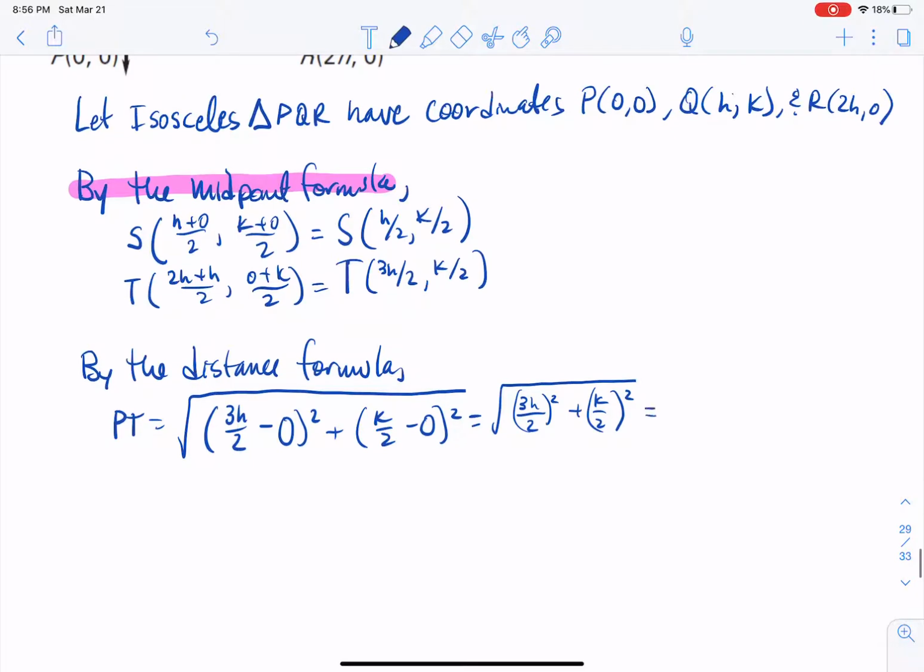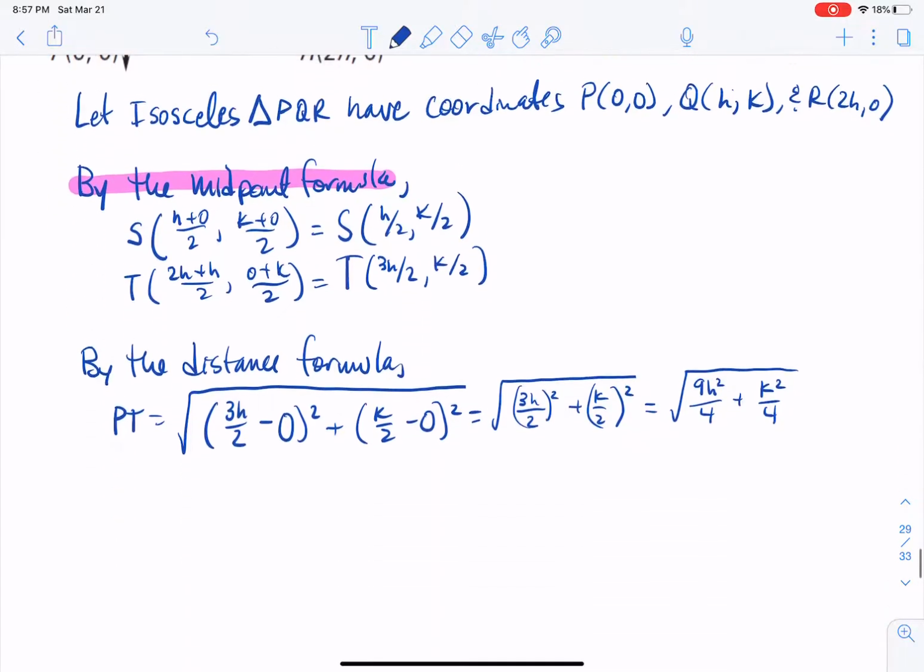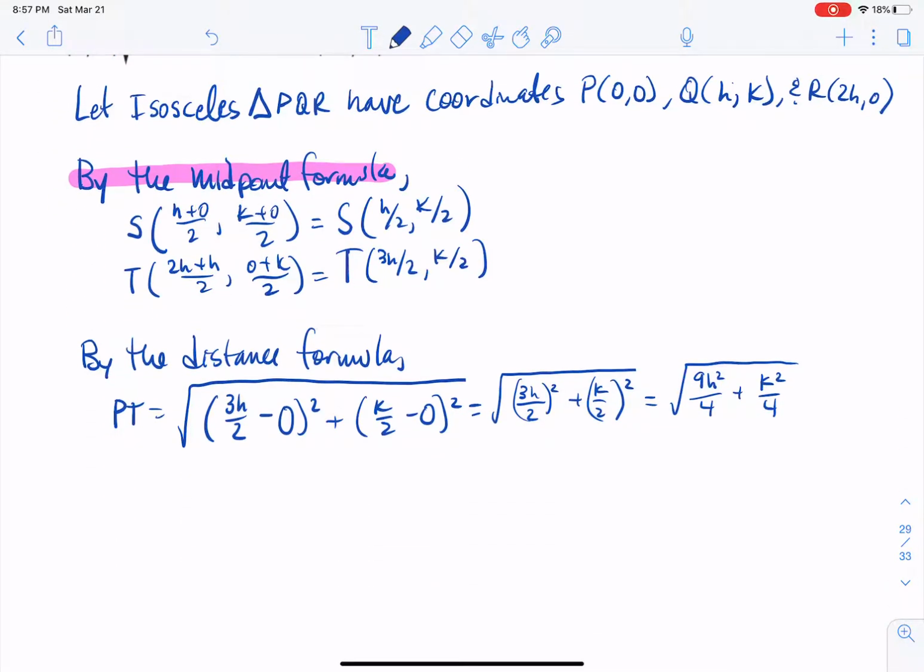Whenever I square the stuff inside the parentheses, both parts get squared. So it's 9H squared over 4 plus K squared over 4. And I can just leave it just like that. I could get a common denominator, which is 4, which I already have, and then maybe simplify the square root a little bit, but I don't have to. If I'm going to show that this segment is congruent to SR, I just need to show that the other one simplifies to exactly the same thing, right? So that's what we're going to do next.